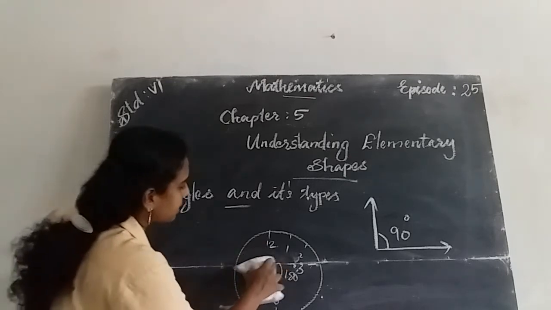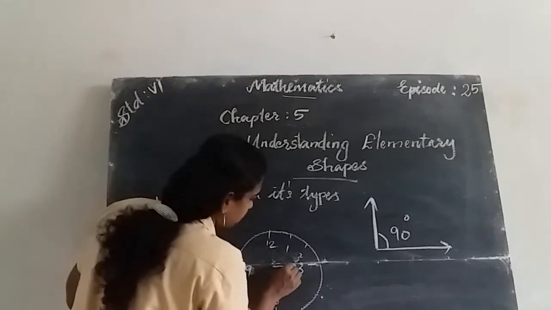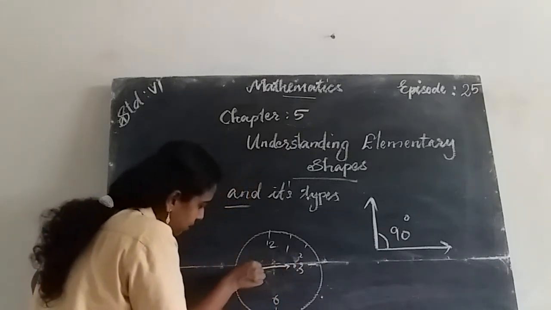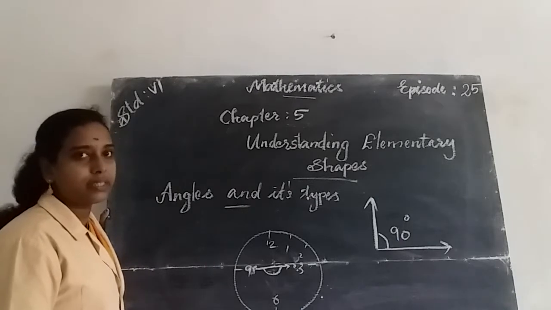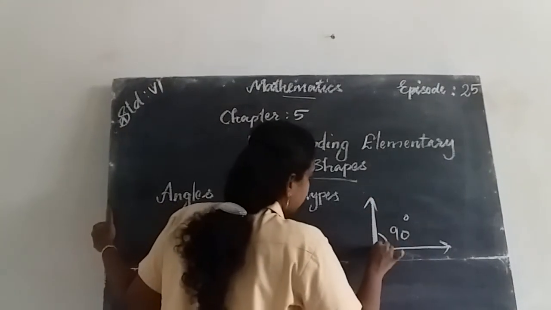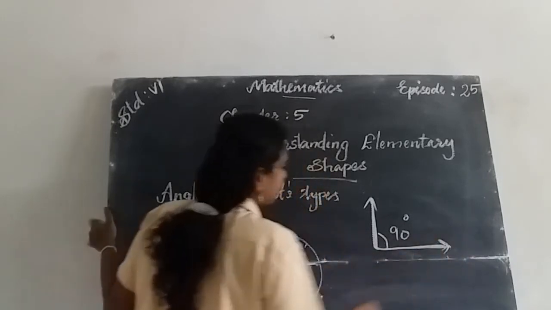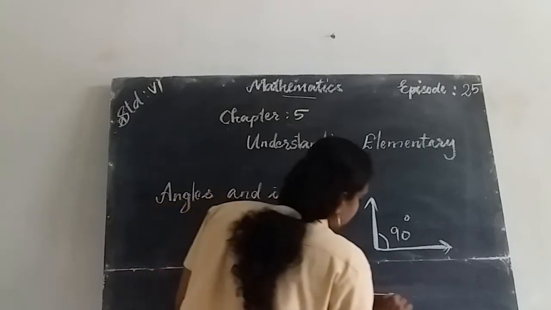For another example, if one hand is at 3 and the other hand reaches 9, then it also forms a straight angle, 180 degrees. So the angle which measures 90 degrees is called the right angle. This is the type of right angle. Then the angle measures like this.